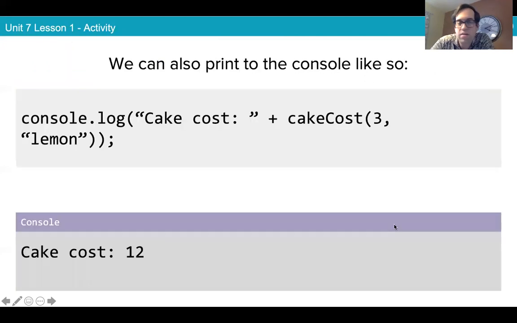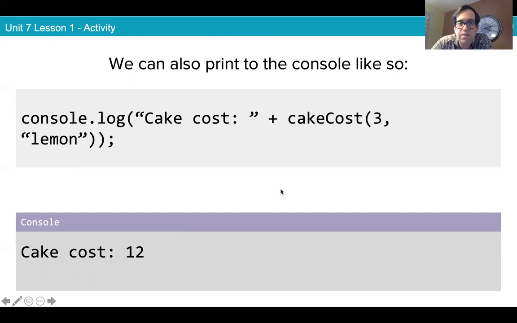We could also print something to the console without even using a variable, like this. You could do console.log, quotes, cake cost, colon, quote, plus cake cost parenthesis 3 comma lemon. So now we're actually, in place of where we would normally write the name of a variable, you can stick the function directly in here. And this is what the output would look like in the console. It would say cake cost colon space. That's all coming from this quotes. And then this whole thing would evaluate to the number 12.